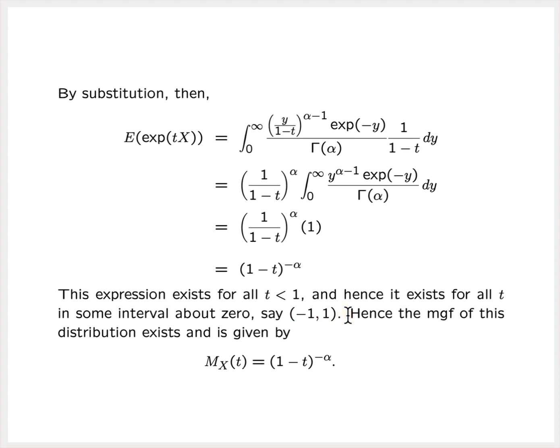Now, because this expectation exists for all t in an interval around 0, the moment generating function of the distribution exists, and it's given by this expression, by this expectation, 1 minus t raised to the negative alpha power. So this is the moment generating function for the distribution of x where the random variable x has this particular special case gamma distribution.